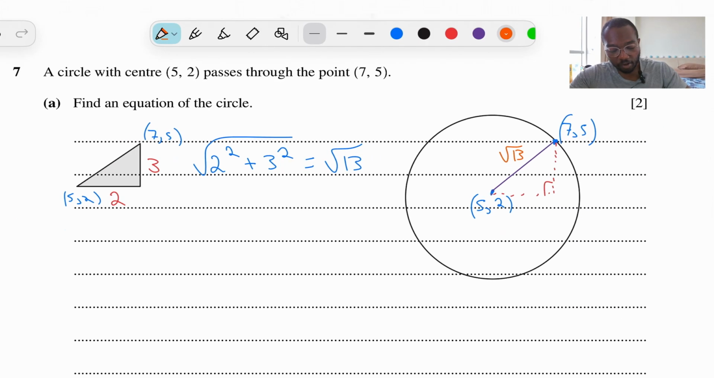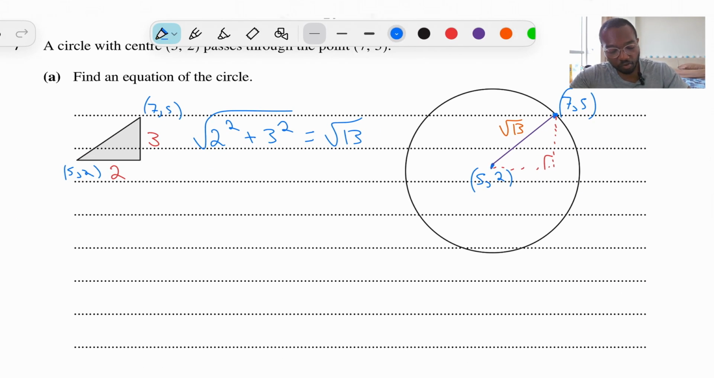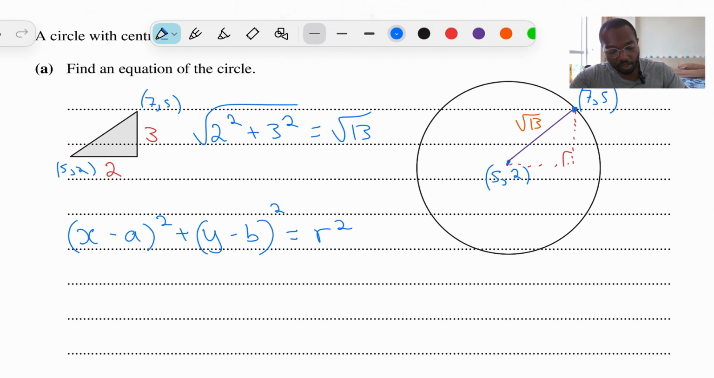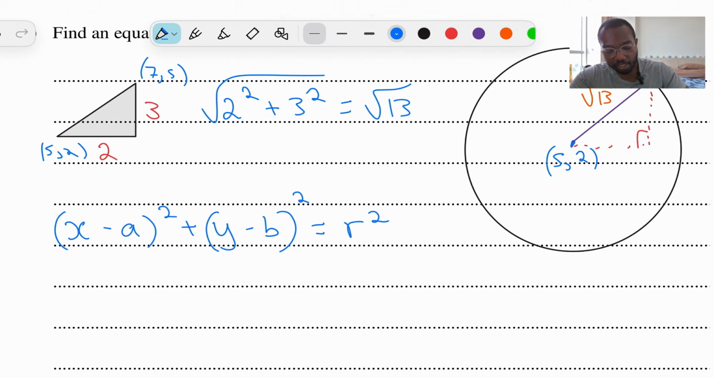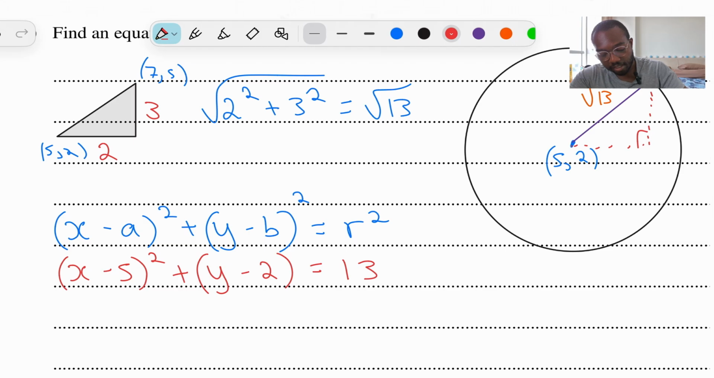So now if we think about writing this in the equation of a circle form, that is (x minus a) squared plus (y minus b) squared equals r squared. We know the center is (5, 2), they tell us in the question. So it's just (x minus 5) squared plus (y minus 2) squared, and if r is root 13, r squared is simply 13. And that would be the equation of the circle.